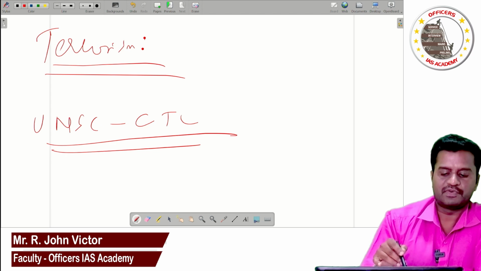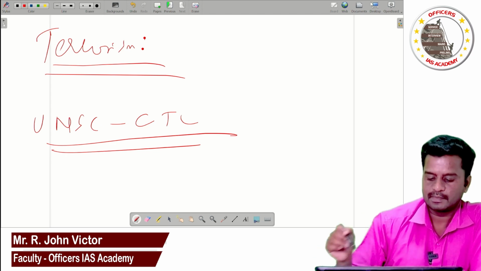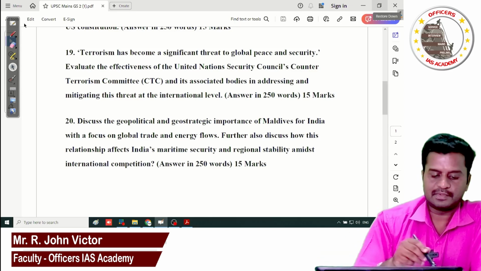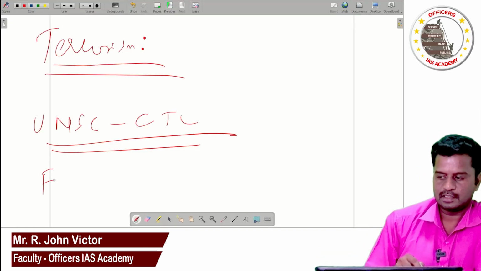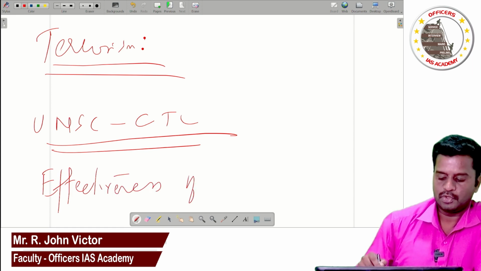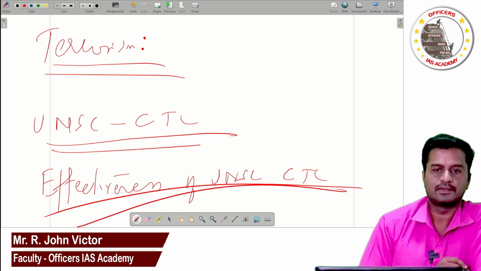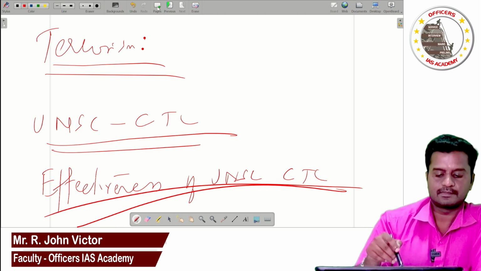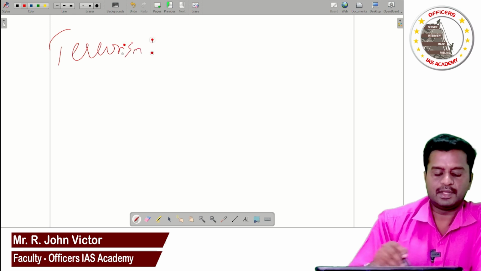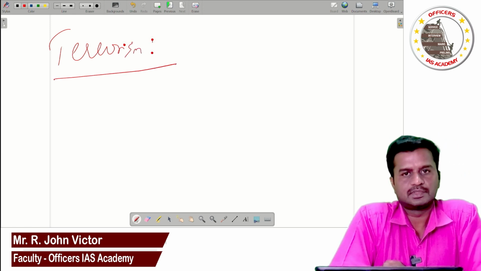Right? So first terrorism, then UNSC CTC, then I have to evaluate the effectiveness. So the third subheading is effectiveness of UNSC CTC. Now I have to fill the content. Okay, shall we fill? Let's fill. First, terrorism. Briefly write what is terrorism and mention the challenges from terrorism.